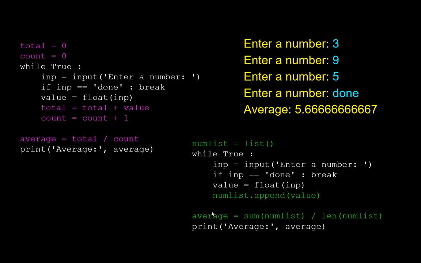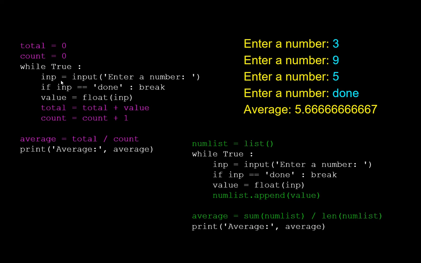Okay, so in this example we have 2 ways of calculating the average. In the first way we have a total variable. We have a variable called total, we assign 0. We have a variable called count, we assign 0 to it.